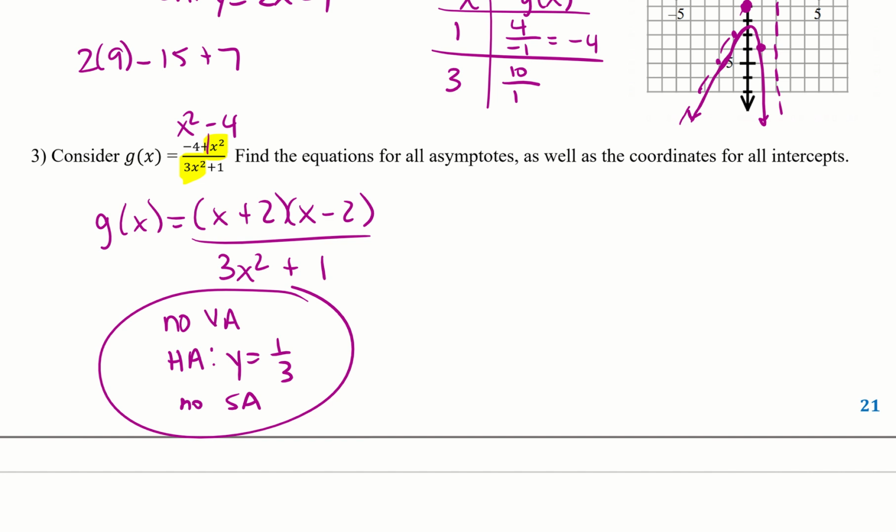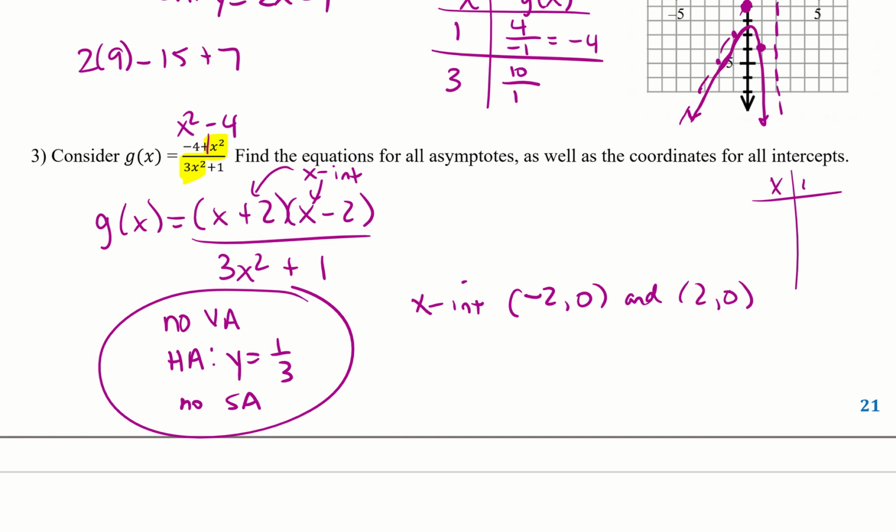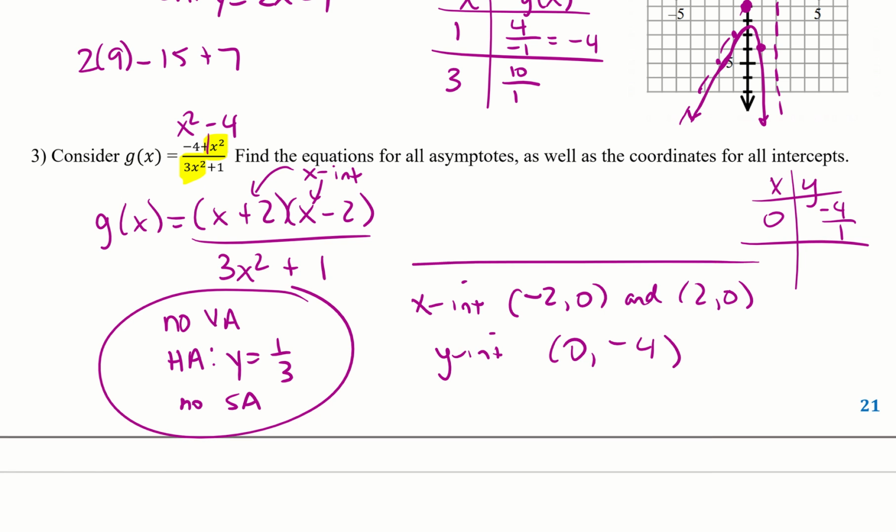We also want the intercepts. Well, the x-intercepts are going to be any factors of the numerator that are not repeated on the denominator. So my x-intercepts, there's 2 of them, will be at -2, 0, and +2, 0. To find my y-intercept, I'm going to substitute in a 0. On the top, I'd get a -4. On the bottom, I'd get a 1. So my y-intercept is at 0, -4.